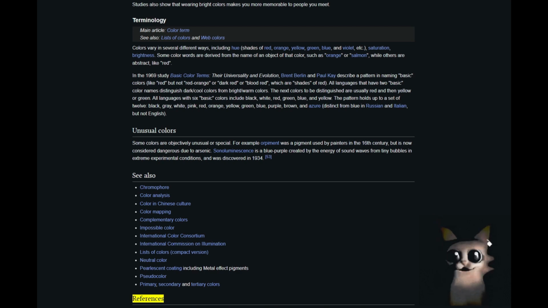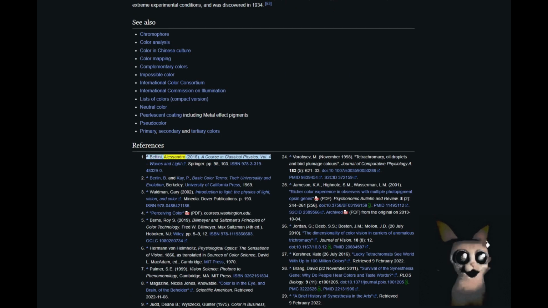References: Bettini, Alessandro, 2016. A Course in Classical Physics, Volume 4, Waves and Light. Springer. Pages 95, 103. ISBN 978-3-319-48329-0. Berlin, B. and Kay, P. Basic Color Terms, Their Universality and Evolution, Berkeley, University of California Press.